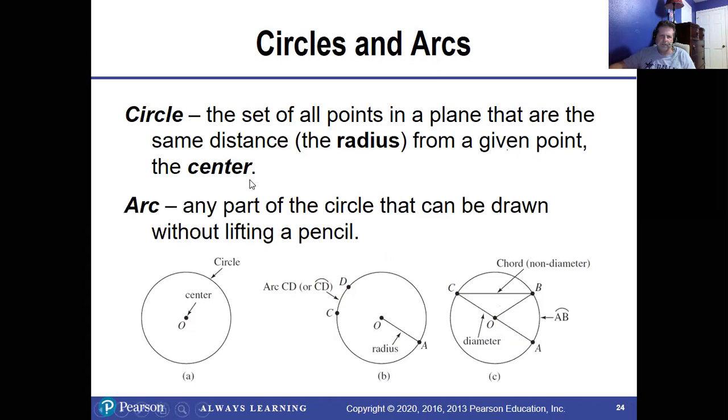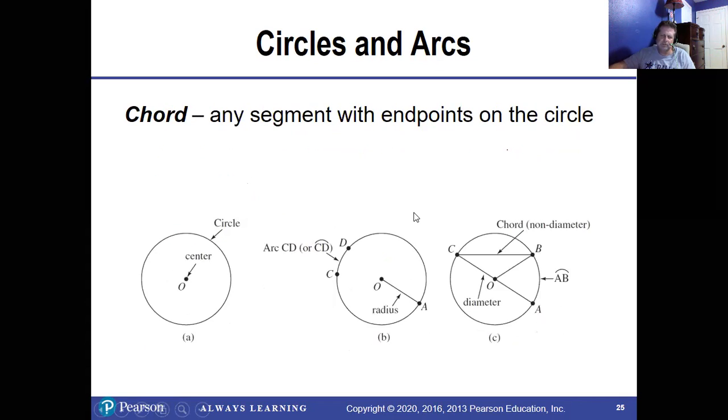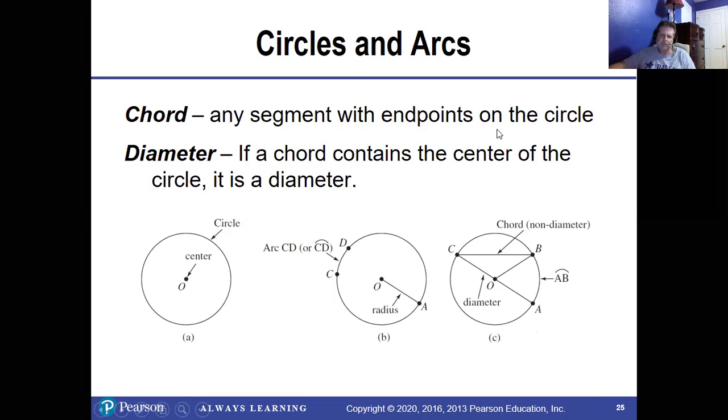All right, so an arc is a part of the circle that can be drawn without lifting your pencil. Okay, we showed you where the circle is. It's just a weird definition, but a chord is any segment with endpoints on the circle. We just talked about that. Diameter: if a chord contains the center of the circle, it's the diameter, or it's the longest chord.